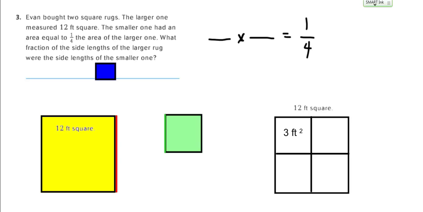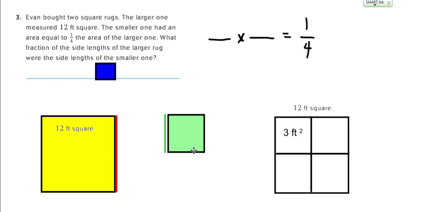To make this problem a little bit easier to understand, I drew a model that's somewhat to scale. So we'll have the larger rug be represented here in yellow, and we know that that's 12 square feet. And we're going to have this green rug represent the smaller one, which we know is 1/4 the area. Now if we visualize that, we see we need 4 of these to make up the whole. So we might even infer that one of these would be a 3 square foot rug.